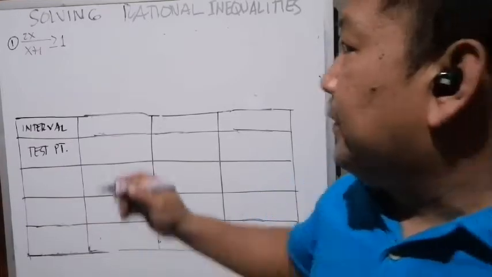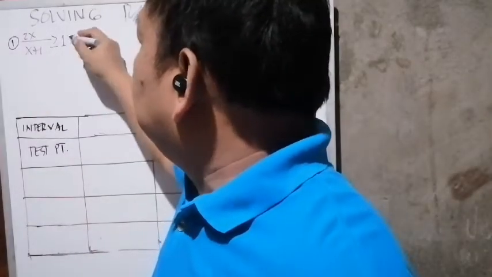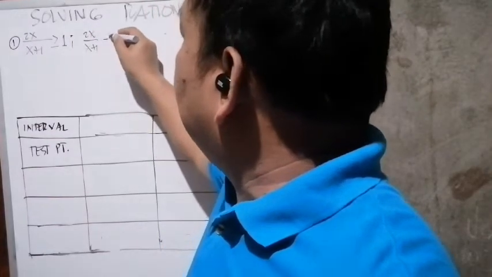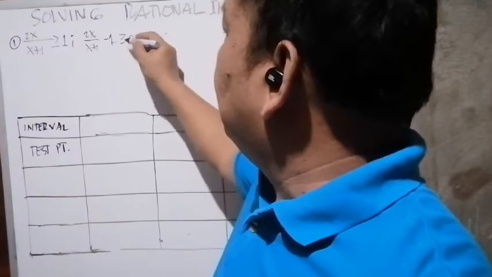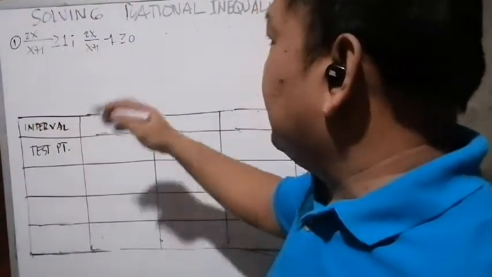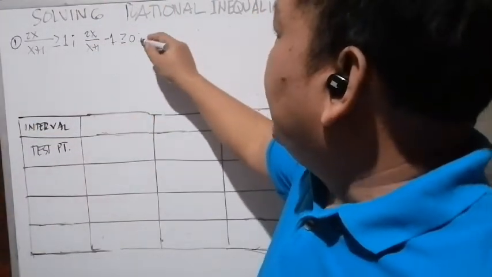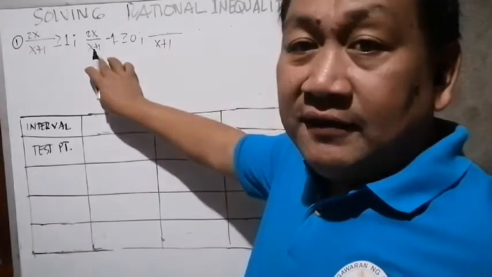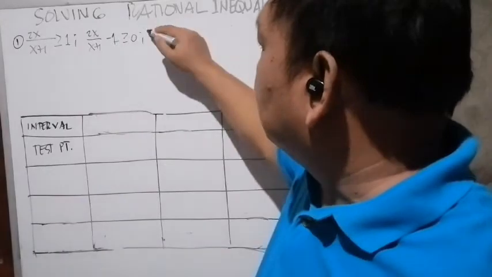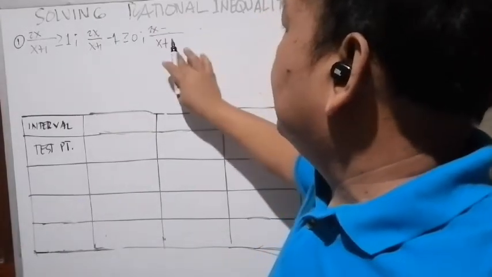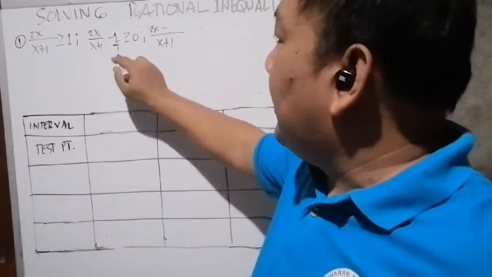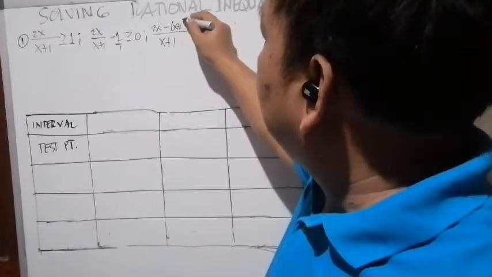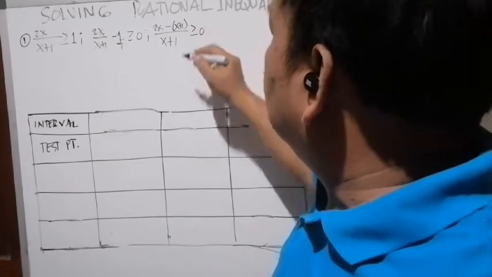So we do it. We have 2x all over x plus 1 minus 1 is greater than or equal to 0. So we transpose positive 1 to the other side. And then you have to get the LCD. The LCD is x plus 1. X plus 1 divided by x plus 1 is 1 times 2x is 2x, minus x plus 1 divided by 1 is x plus 1 times 1 is x plus 1, greater than or equal to 0.